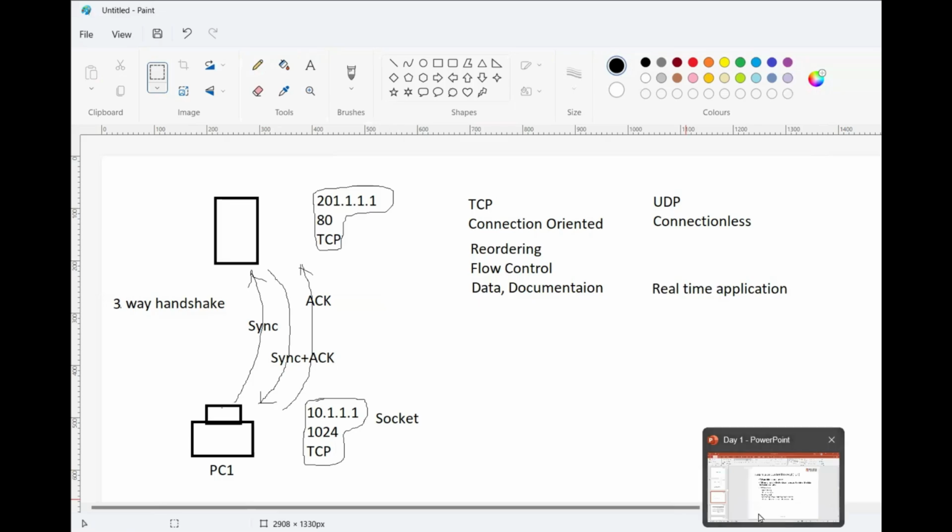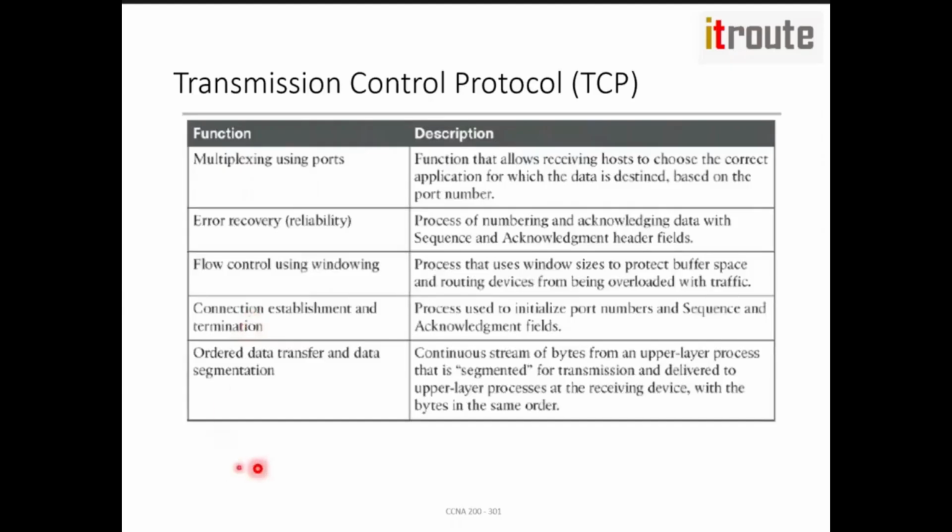Now let's have a look in a bit more detail. TCP provides all these functionalities, such as multiplexing and error recovery. If any issues happen during the transmission, such as bits missing or not in order, it fixes those issues. It does flow control with the window size, connection establishment and terminations, and data transfer and data segmentation with this protocol.